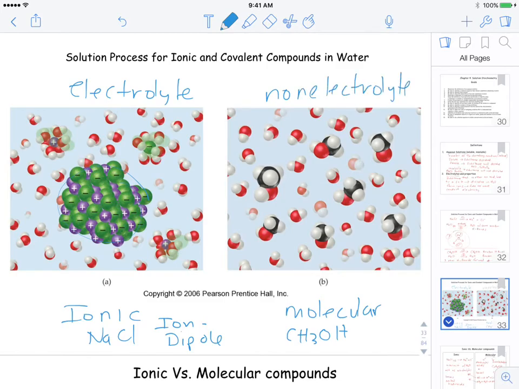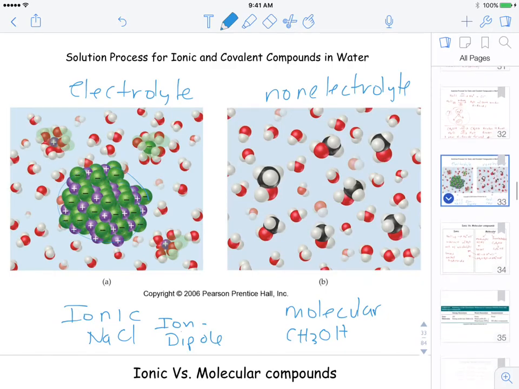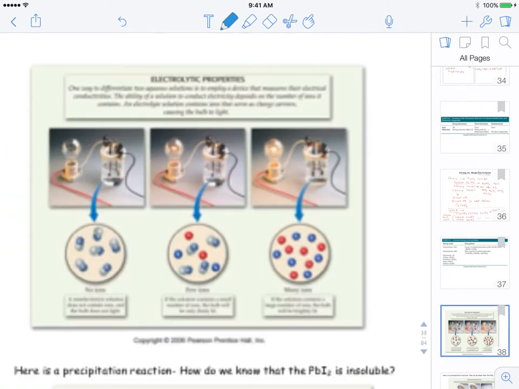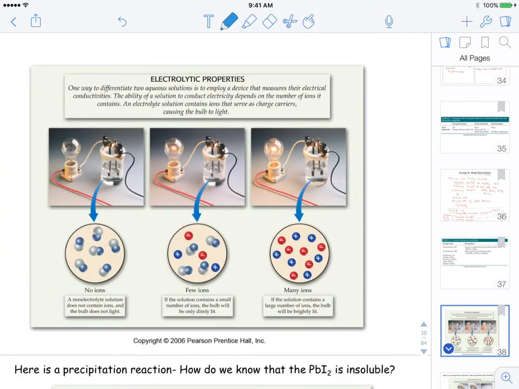I also talked about conducting electricity. Well, what does that look like? If we scroll down a little bit here, this is a picture of what it looks like when we are conducting electricity. In the first left pane over here, we have no ions, and so the light bulb would not light up. We have a few ions if we had a weak electrolyte, something like a weak acid. And on the right here, we have many ions, a strong electrolyte.